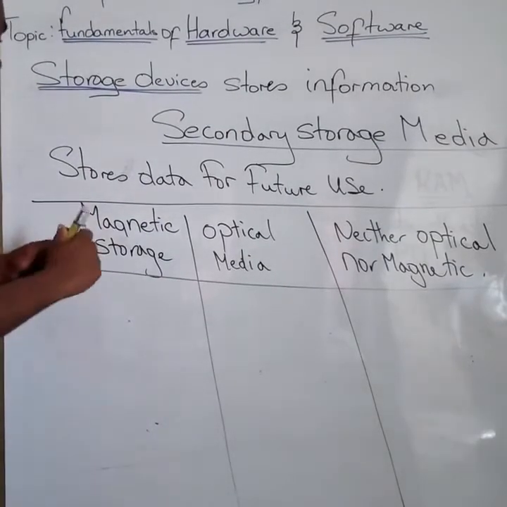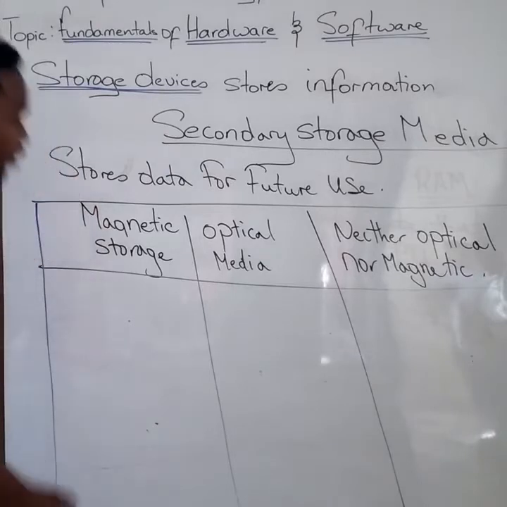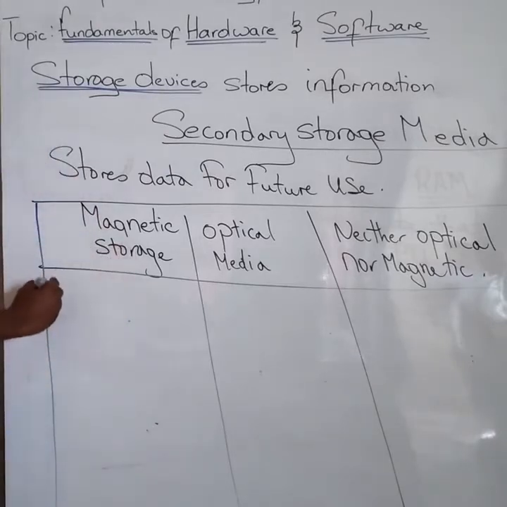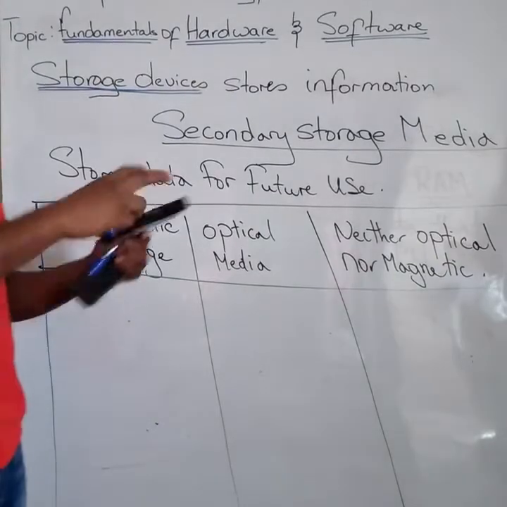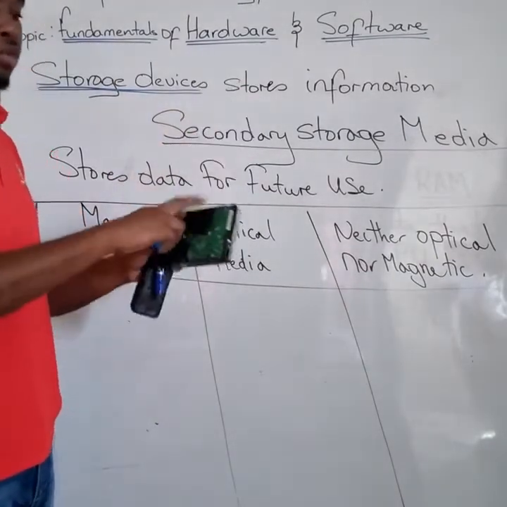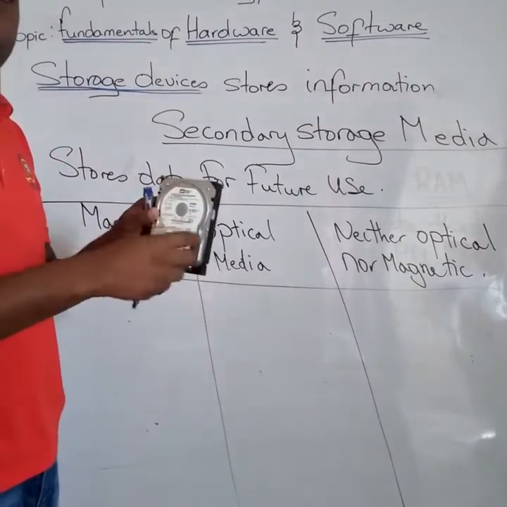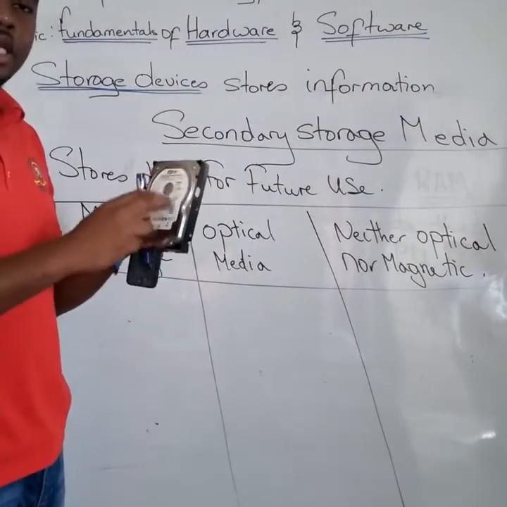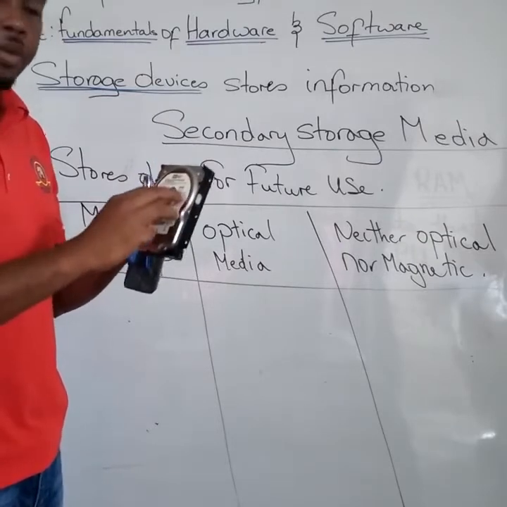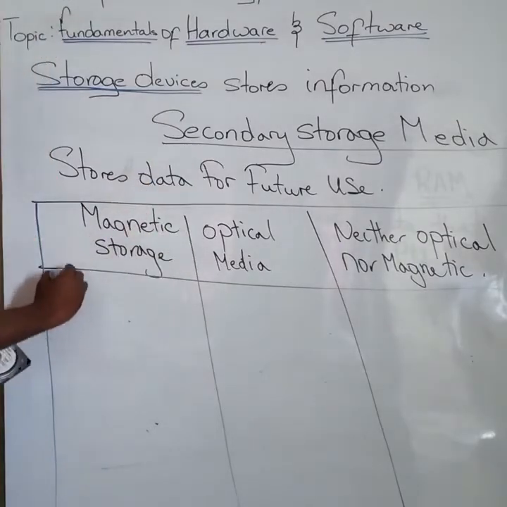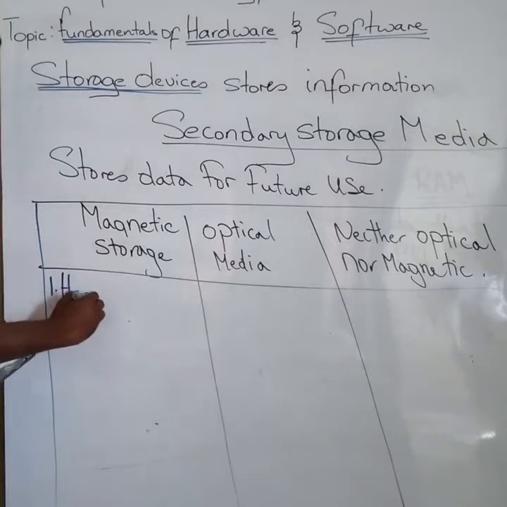So let us first start off with our magnetic storage devices. The first one is our popular hard drive device. This would be our hard drive device, which is made up of some disks inside, and the disk material is of a magnetic type. So our first one would have been our hard drive.